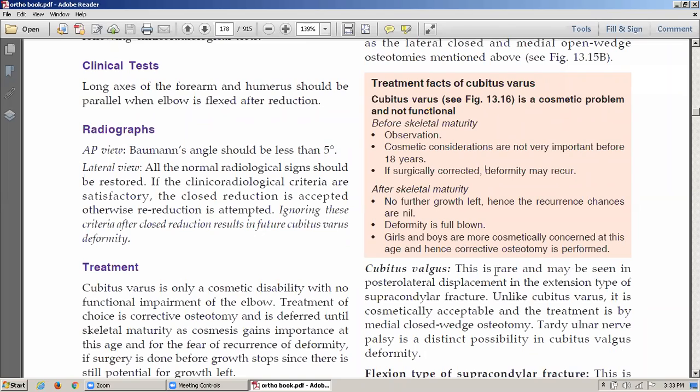Then cubitus valgus is very rare and may be seen after posterolateral displacement in the extension type of supracondylar fractures. Unlike cubitus varus, it is cosmetically acceptable, and the treatment is by medial closed wedge osteotomy. Tardy ulnar nerve palsy is a distinct possibility in cubitus valgus deformity.